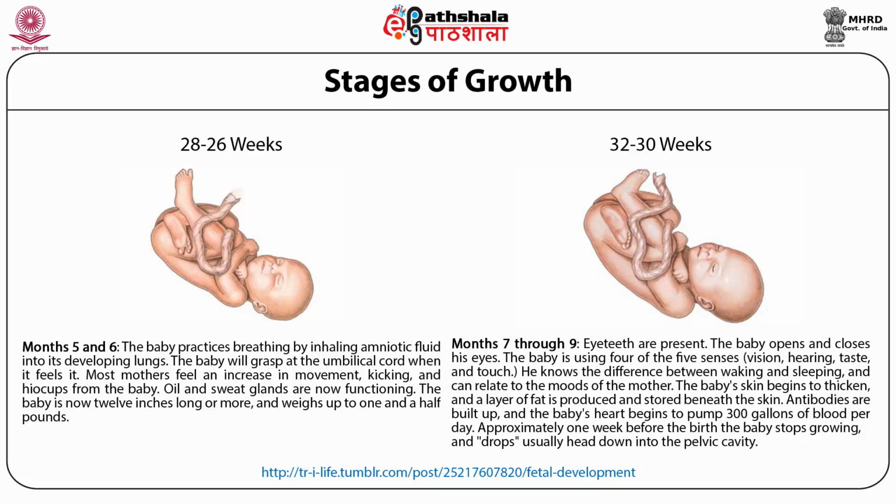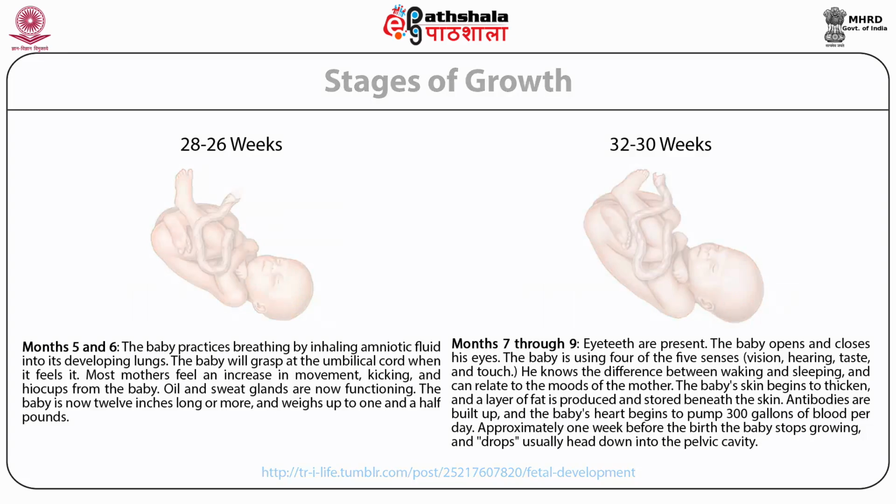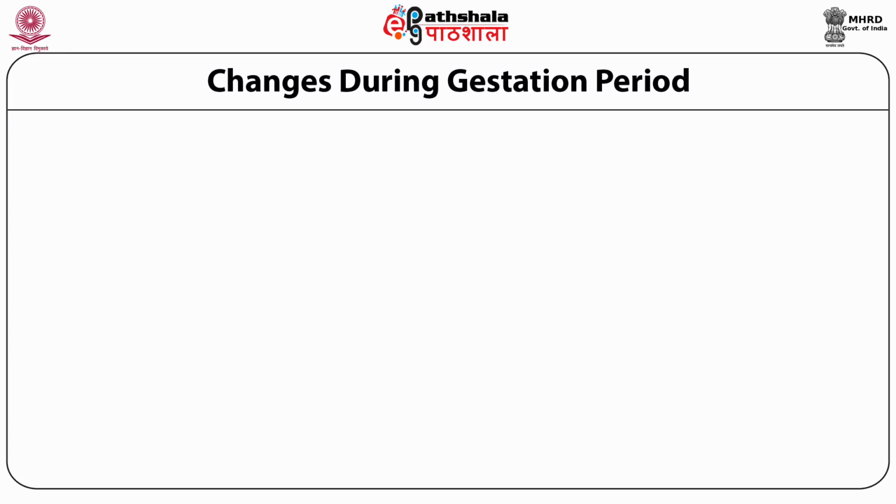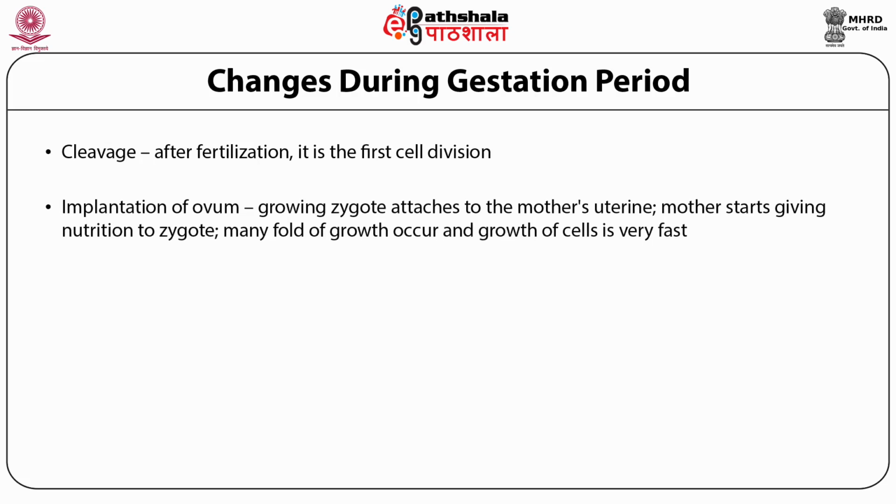They measure between 18 to 20 inches from head to heel. The length of the fetus is between 18 to 20 inches by this time. The important changes during the gestation period can be characterized by phenomena like cleavage, which takes place after fertilization and is the first cell division in the zygote. Then comes implantation of the ovum, where the growing zygote attaches to the mother's uterus and the mother starts giving nutrition to the growing baby.